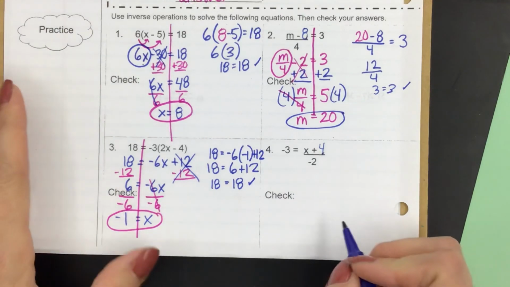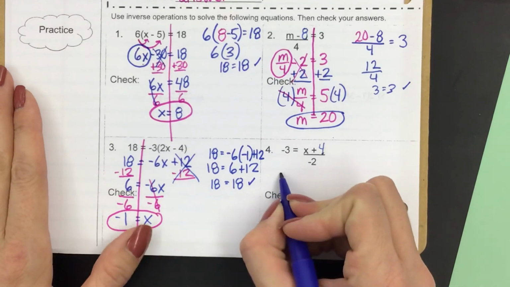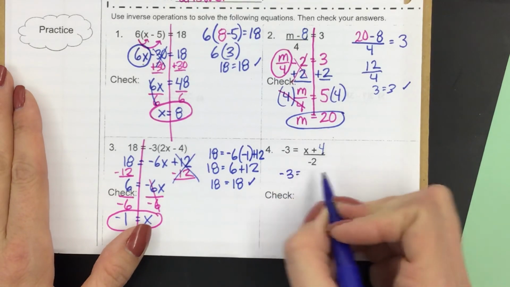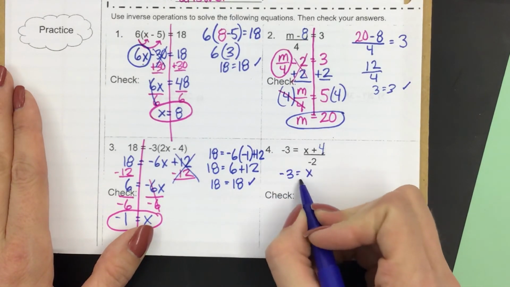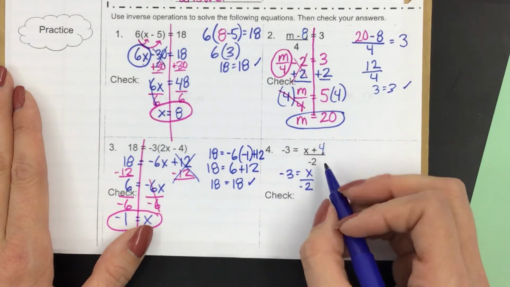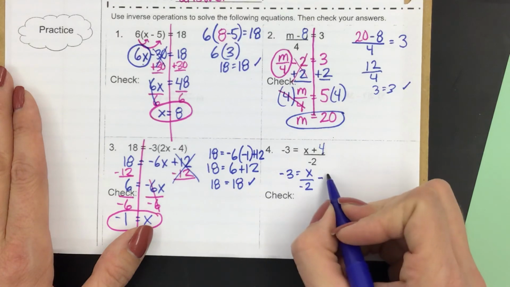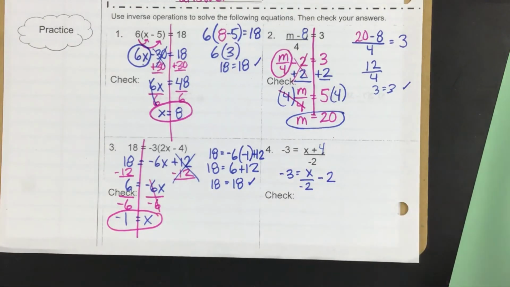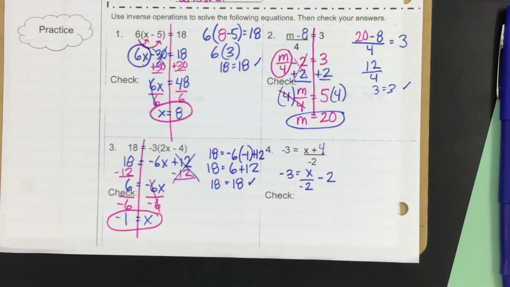Okay, next one. I'm going to distribute my negative 2. So this is going to be x divided by negative 2. 4 divided by negative 2 is going to be negative 2. Okay, everybody catch that? 4 divided by negative 2 is negative 2.